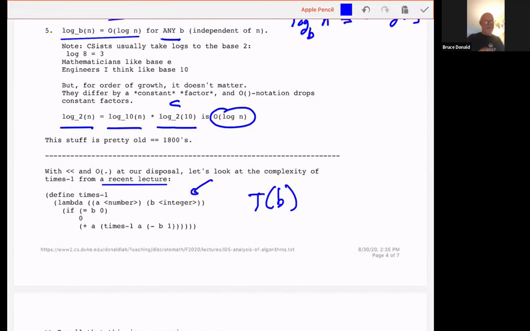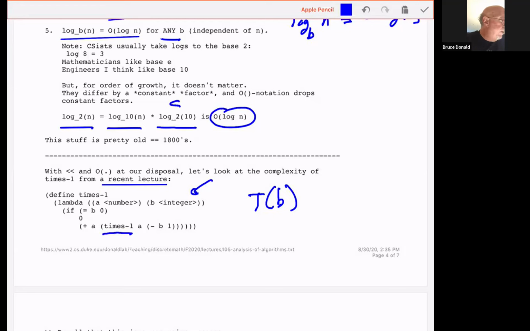Let's make a few comments about this before we do some stuff. I'll go to the document camera in a minute. The operations in this function, there are several that are involved. We have the operation times 1, which of course is non-trivial, and then a lot of built-in stuff like plus and minus and equals.